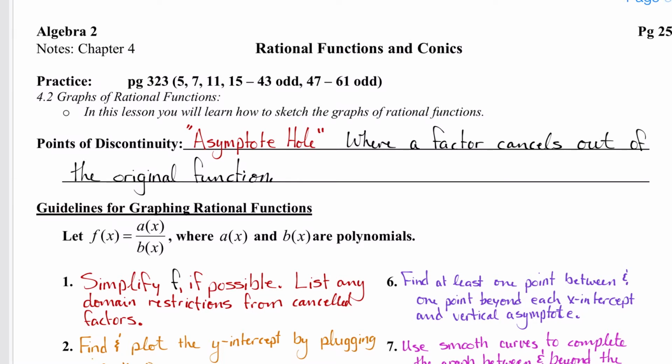An asymptote hole, or a discontinuity, is what it's technically supposed to be called, but I mean, which one's better? Leave a comment below. Tell me which one you think is better.